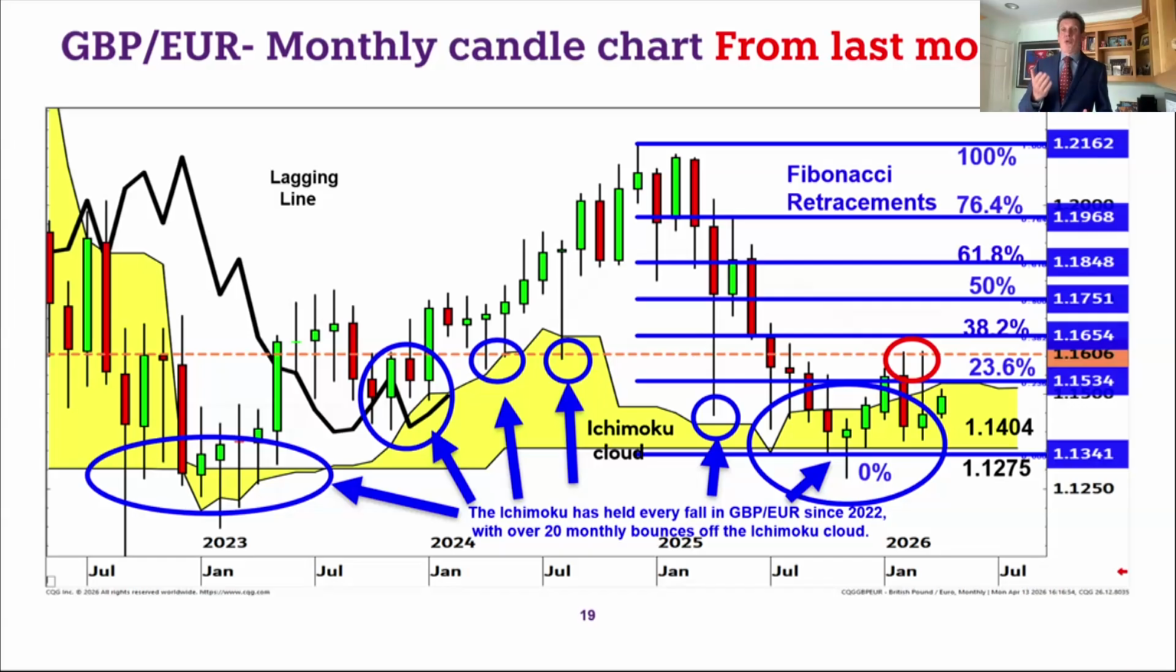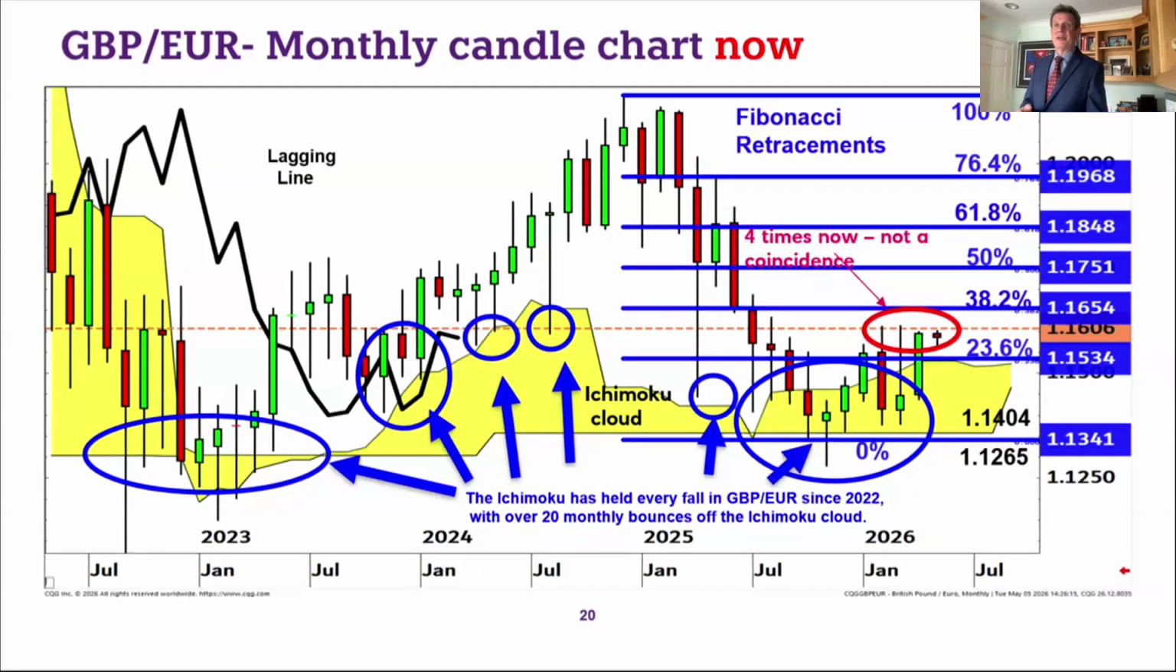So last month, I was saying the cloud is the support, the bottom between that 112.75, 114.04. Resistance, we had that orange line coming in, which was around 116.06. And then the 116.50 area from the 38.2% retracement. And if we go to the next slide, you can see how that has worked well.